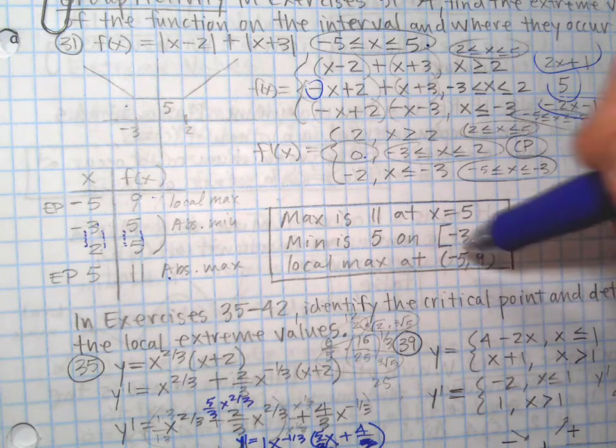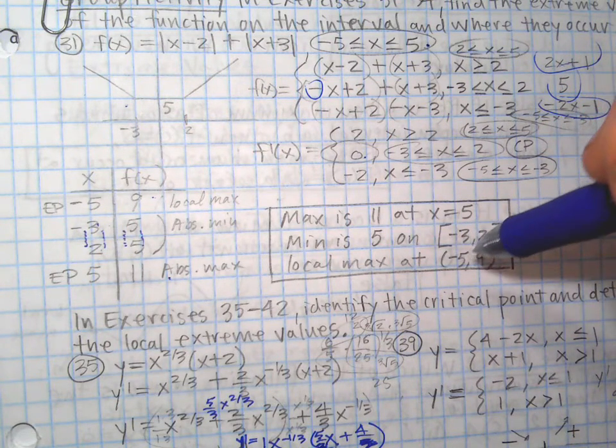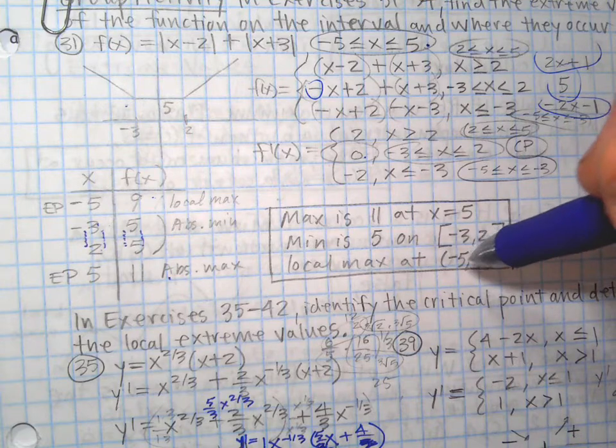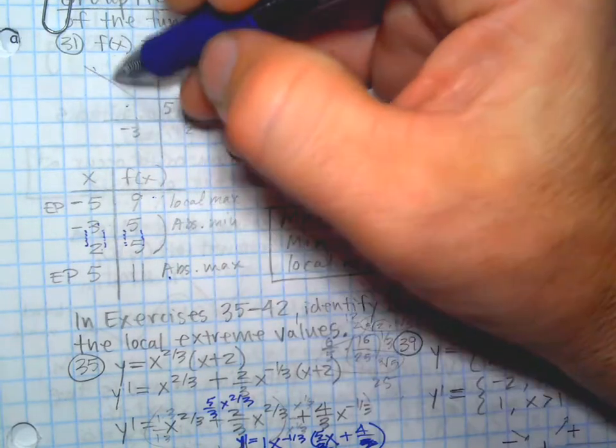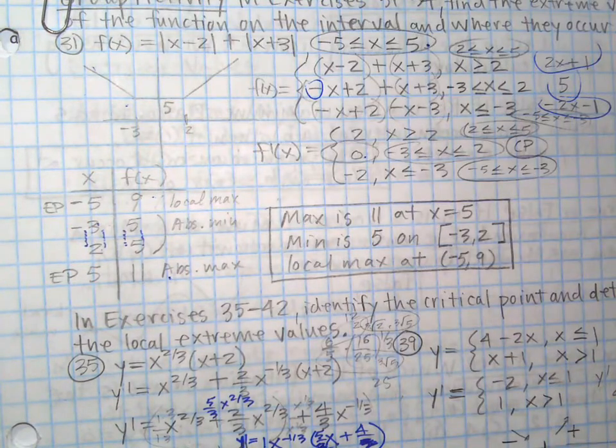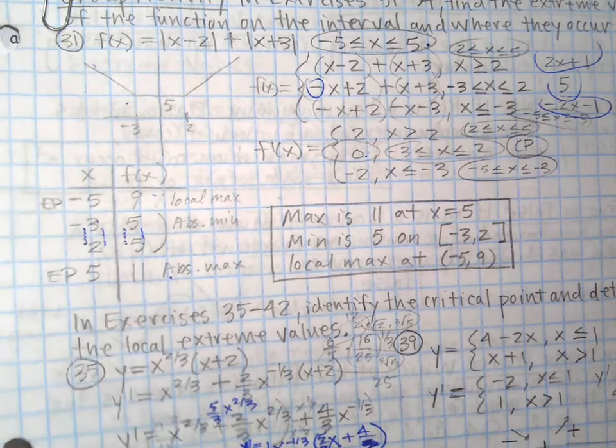So a set has a local max at -5, 9, which I would say is not necessarily true because I think this graph keeps going up forever, right? So I don't really like that answer, but there you go. It's kind of a weird one.